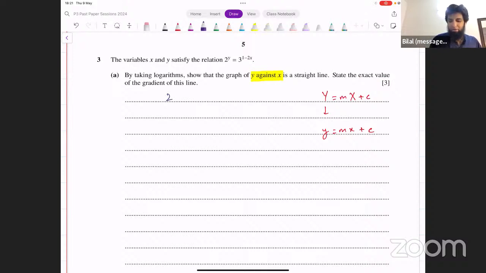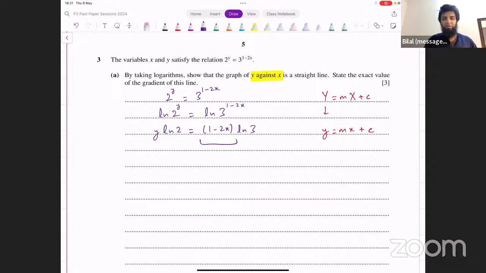How do you do that? You've got 2 raised to the power of y equal to 3 raised to the power of 1 minus 2x. How do we start? Take log on both sides, take ln on both sides. It becomes ln of 2 raised to the power of y equals ln of 3 raised to the power of 1 minus 2x. Use the power law to bring the power down. It becomes y ln 2 equals (1 minus 2x) into ln 3. Do not forget the brackets here. 1 minus 2x, this whole thing is multiplying by ln 3.